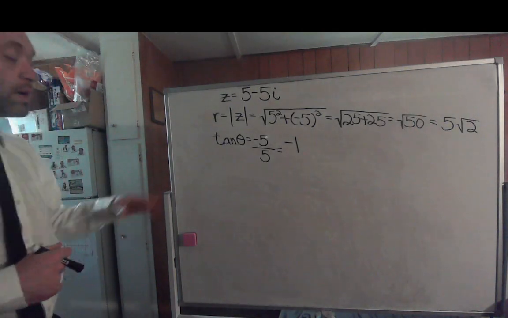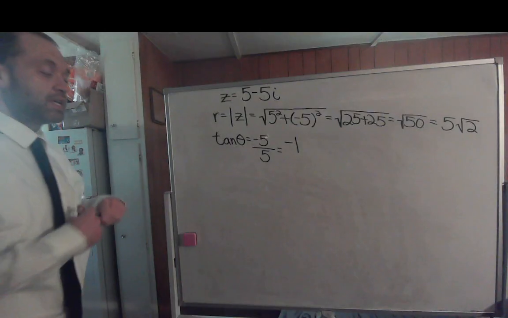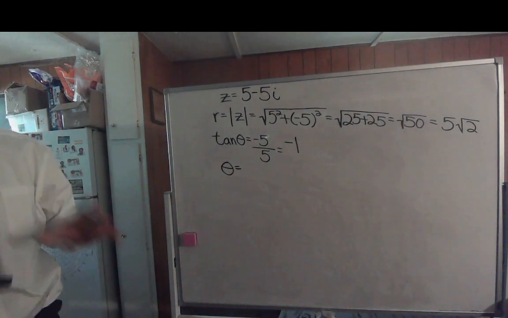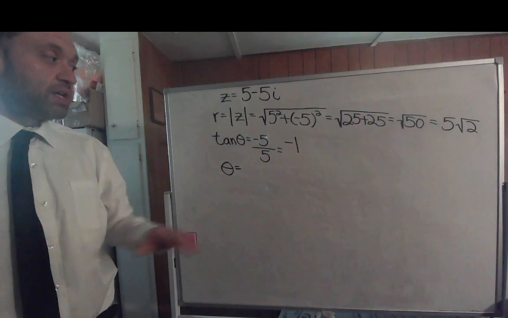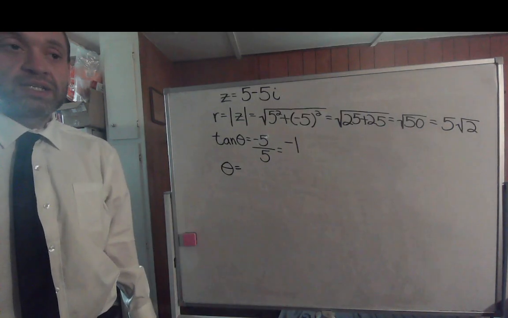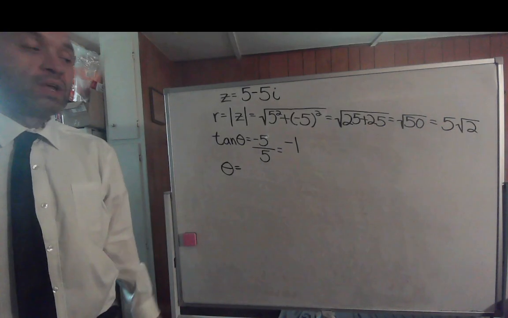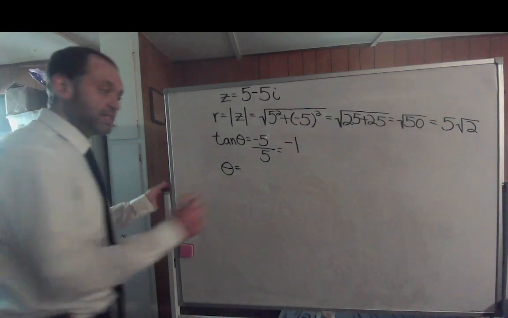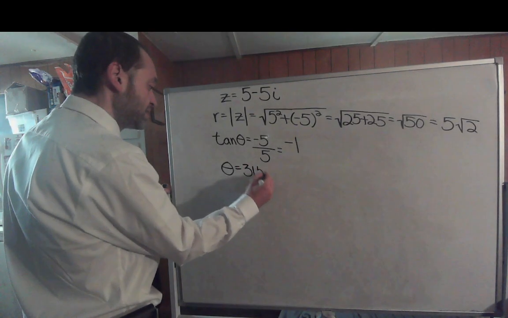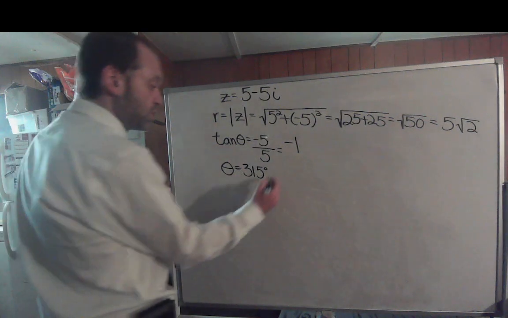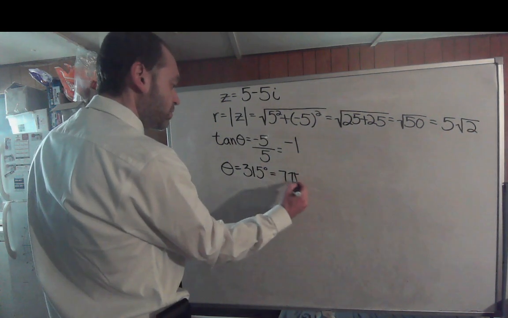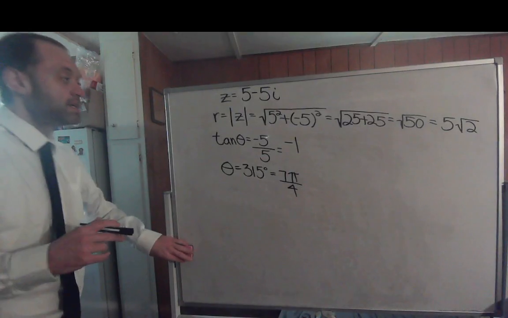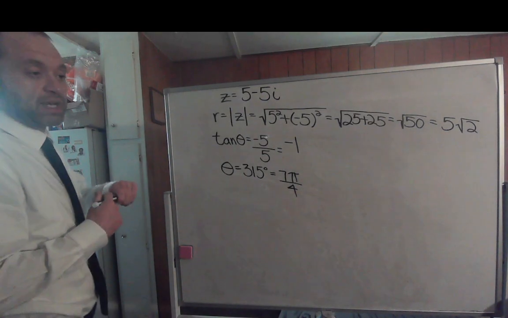Now, what angle gives us a tangent of 1? Just plain old 1. Normally that'd be a 45-degree angle, right? However, since we're going to be in the fourth quadrant, take 45 away from 360, you'll end up getting 315 degrees. Or you could say 7 pi over 4, however you want to write it. It would be the same thing, but we're going to use degrees today just to make life easier.